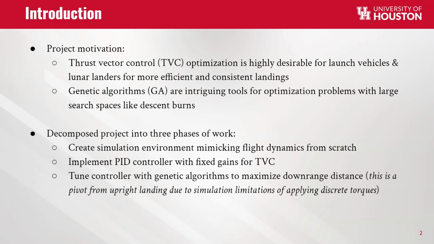Now, I will note that this objective is a pivot from what I originally set out to do, which was to have a fitness function that evaluates and selects for the best set of gains that allows the rocket to have an upright landing. Part of that, though, is that the sim has a limitation right now in applying discrete torques, which I'll mention a little more in the next slide or two. So that's why I went with this objective, because the sim is capable of simulating it.